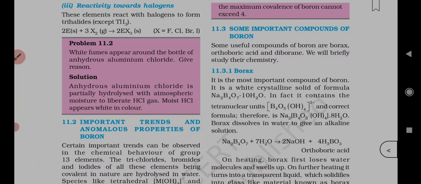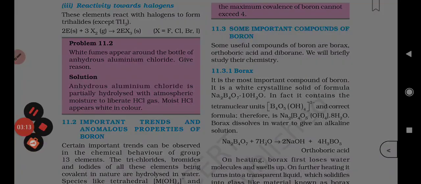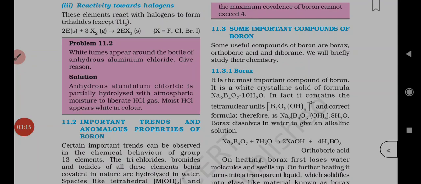This is the most important part of the boron family. Some important compounds of boron. Some useful compounds of boron are orthoboric acid, borax and diborane. We'll briefly study their chemistry. Borax is the most important compound of boron. It is a white crystalline solid of formula Na2B4O7·10H2O. We'll simultaneously discuss the important questions.